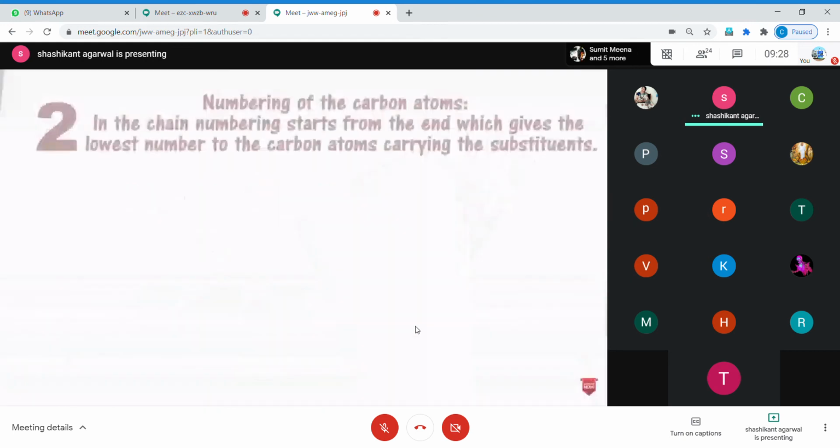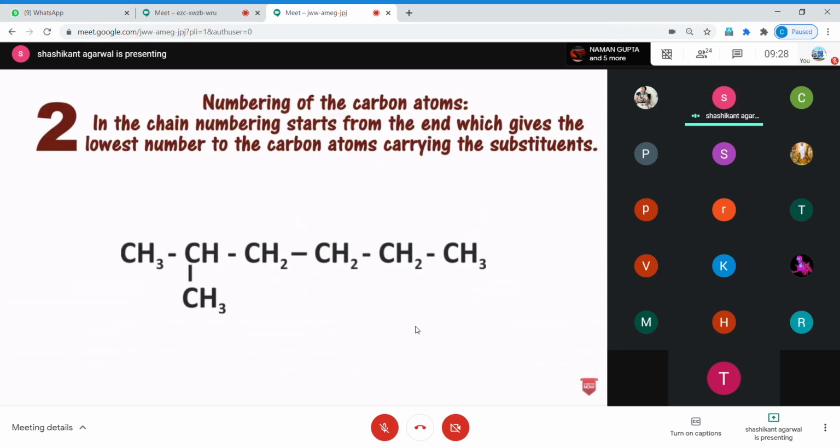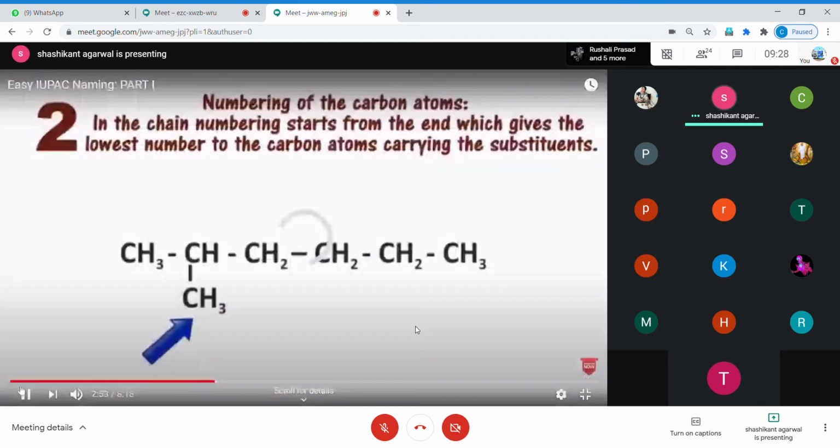Rule number 2. Numbering of the carbon atoms. In the chain, numbering starts from the end which gives the lowest number to the carbon atoms carrying the substituents. In the following example, CH3 is a substituent which is attached to the left side of the carbon-carbon chain. Now children, you can see that a methyl group is attached, and after selecting the longest chain, as you can predict from the structure that is visible to you, it is of 6 carbon. So the longest chain is of 6 carbon, and on the second position I can see a substituent.